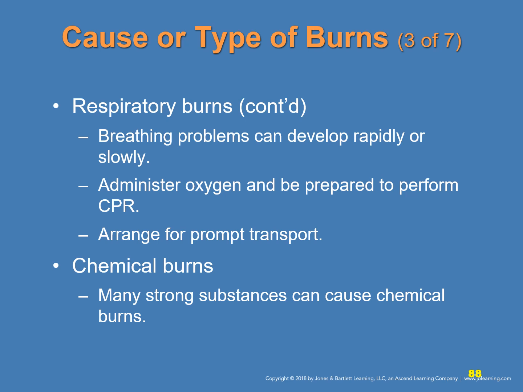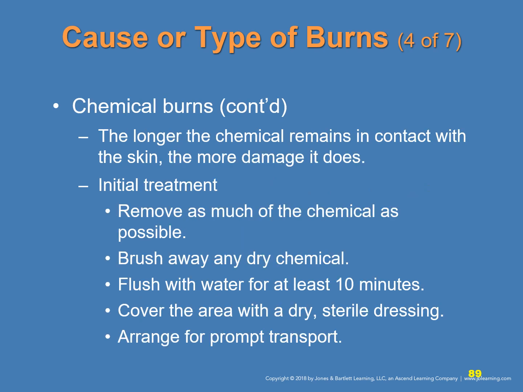Chemical burns. Many strong substances can cause chemical burns to the skin. The chemicals are extremely dangerous to the eyes. These substances include strong acids, such as battery acid, and strong alkalines, such as drain cleaners. The longer the chemical remains in contact with the skin, the more it damages the skin and underlying tissues.